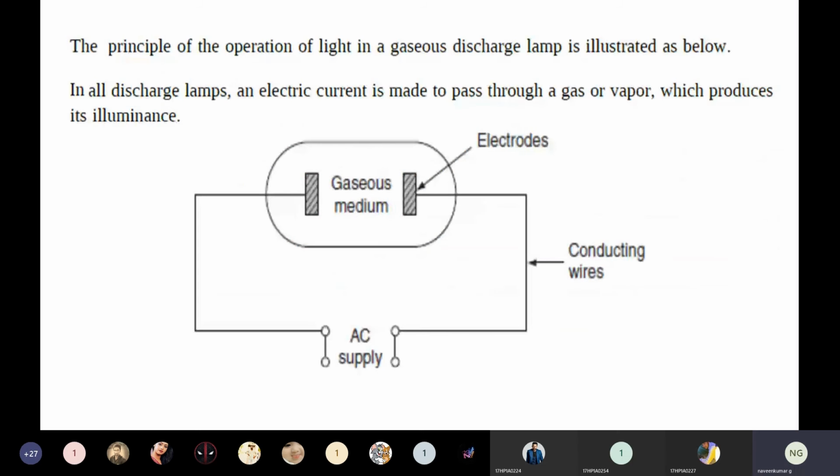So here is a simple illustration of a gas discharge lamp. In all discharge lamps, electric current is made to pass through gas or vapor. The gas may be in its original state, or it may be pressurized, or it may be in the form of vapor. This depends upon the conditions that are necessary for illumination purpose.